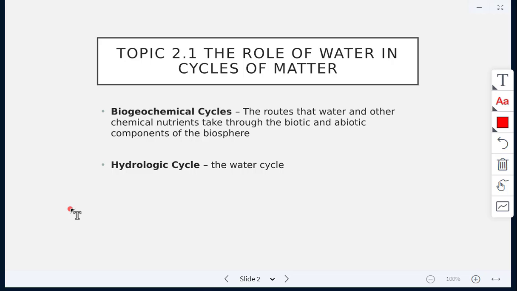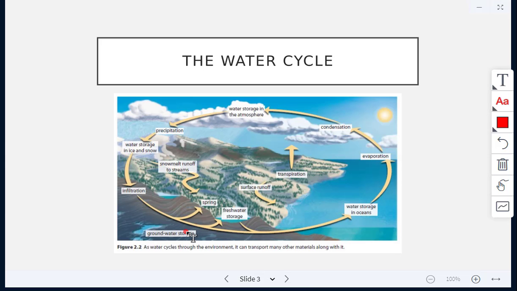So when we talk about biogeochemical cycles, this is the route that water and other chemical nutrients take through the biotic and abiotic components of the biosphere. Hydrologic cycle is the water cycle. So anytime you see the word hydro, you know we're talking about water. So quick review of the water cycle.